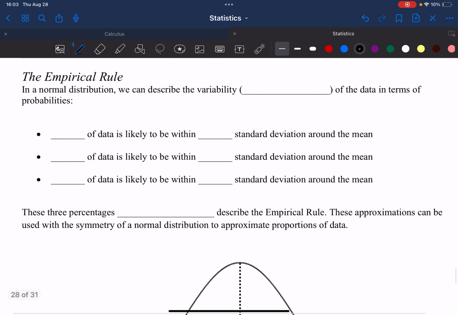Now let's talk about the empirical rule. In a normal distribution, we can describe variability or spread of the data in terms of probabilities. So notice here, we have a keyword, variability, and in parentheses, I put spread. So now we have several words that mean spread. We have the IQR, we have range, we have standard deviation, and now variability.